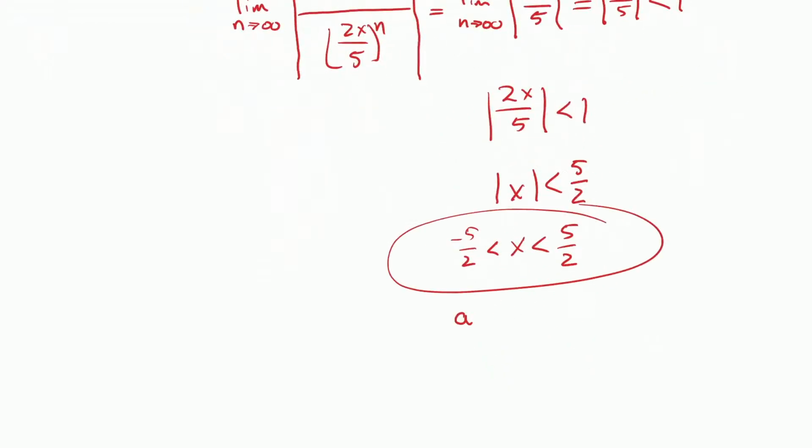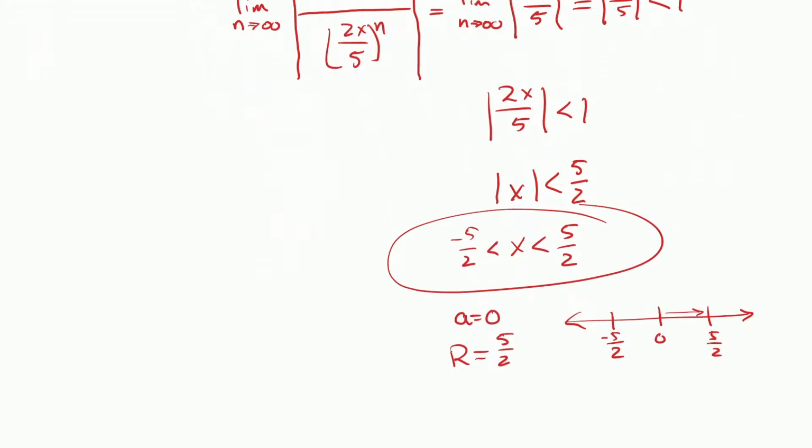The center of that interval is a equals 0, and the radius is the distance between the center and the edge of the convergence. So when you see radius of convergence, that's what it's looking for: how far from the center can you go and still have this thing converge.